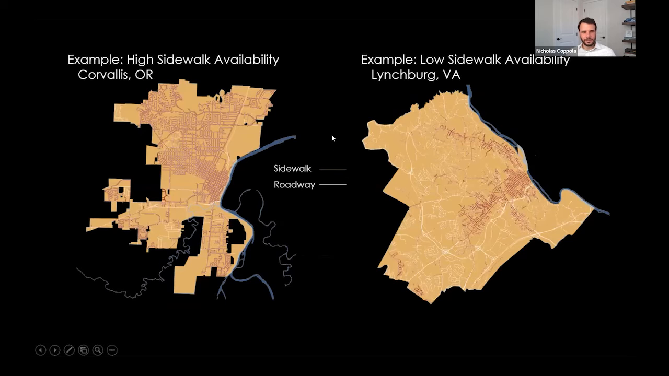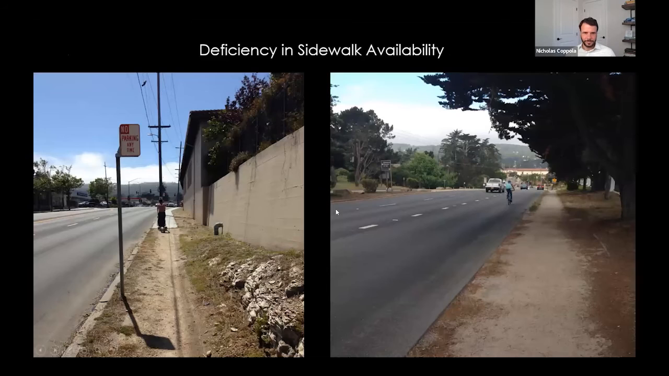Same thing here is an example of sidewalk availability and what our results look like. On the left in Corvallis, you can see the majority of the city pretty much has sidewalks, as opposed to Lynchburg, where once again, it's very isolated. There's just some clusters and sections, more than likely in the downtown and maybe along main streets where sidewalks are available. So what did we find out overall?